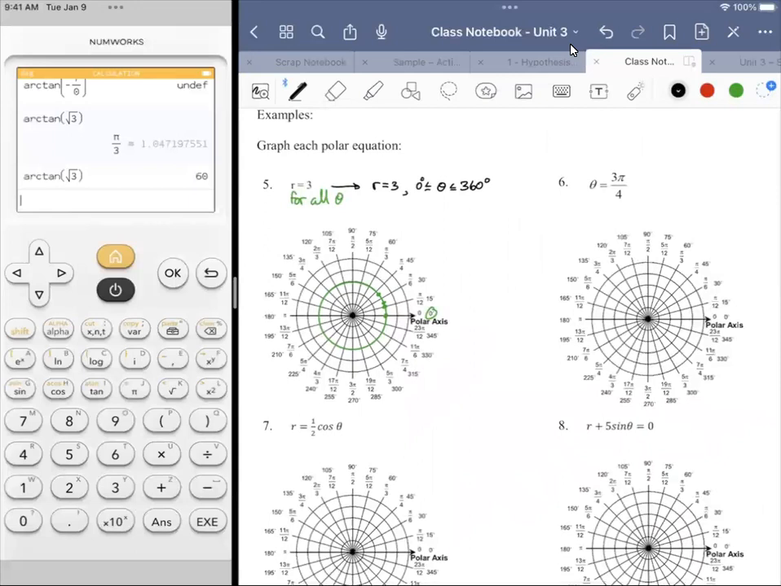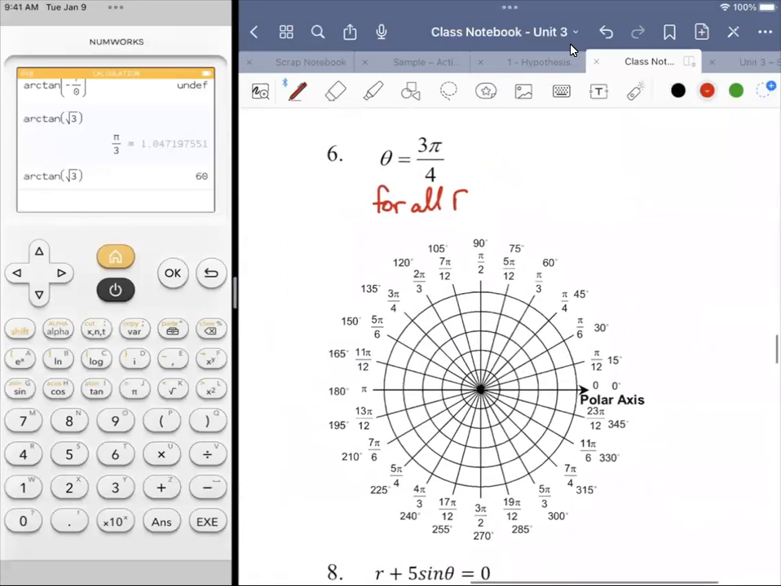Now, for number six, it says theta is equal to 3 pi over 4, right? So that's for all r values. So if r is equal to 1, 3 pi over 4 is over here. I would take one step towards 3 pi over 4, maybe two steps, maybe three, four, five steps, 5.1 steps, right? Maybe I didn't take any steps at all. Or maybe I took negative one step, so I took a step backwards, and another step. And everything in between.